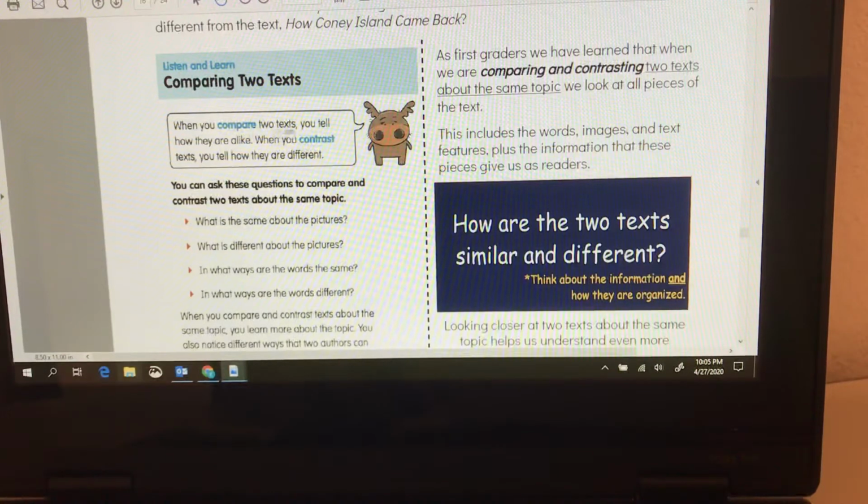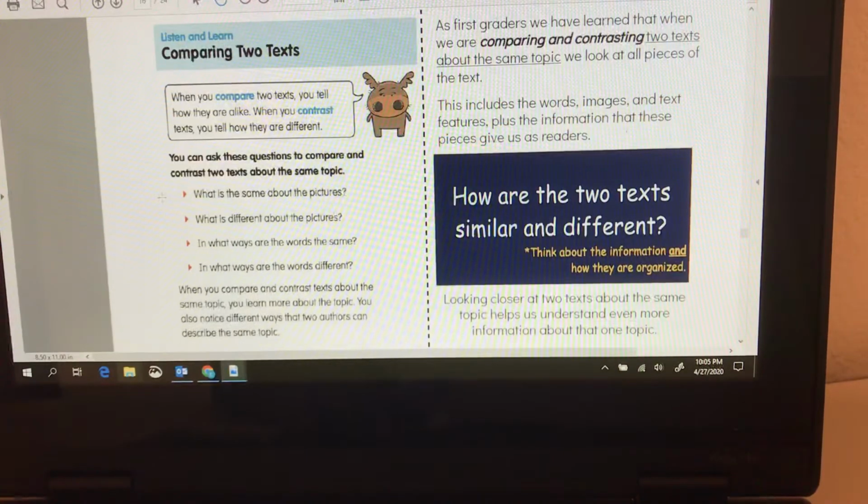When you compare two texts, you tell how they are alike. When you contrast texts, you tell how they are different. You can ask these questions to compare and contrast two texts about the same topic. Here are some questions you ask yourself.